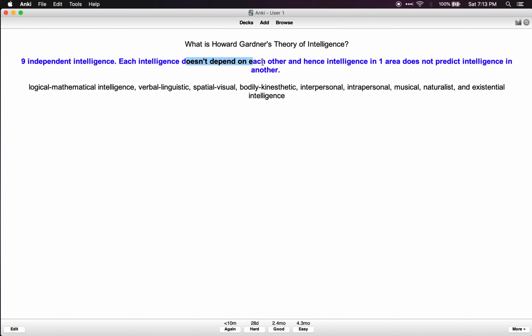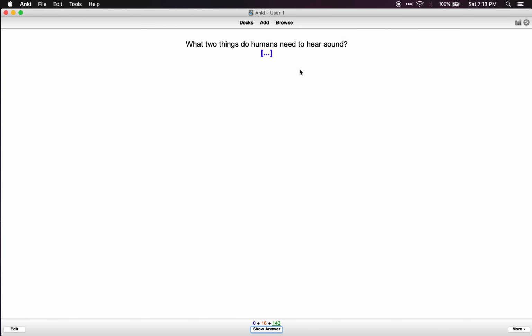And each intelligence is independent of the other, and hence intelligence in one area does not predict intelligence in the other. That's the only important part we need to know. So Howard Gardner says that we have 9 independent intelligences, and each intelligence doesn't depend on each other, and hence intelligence in one area does not predict intelligence in the other.